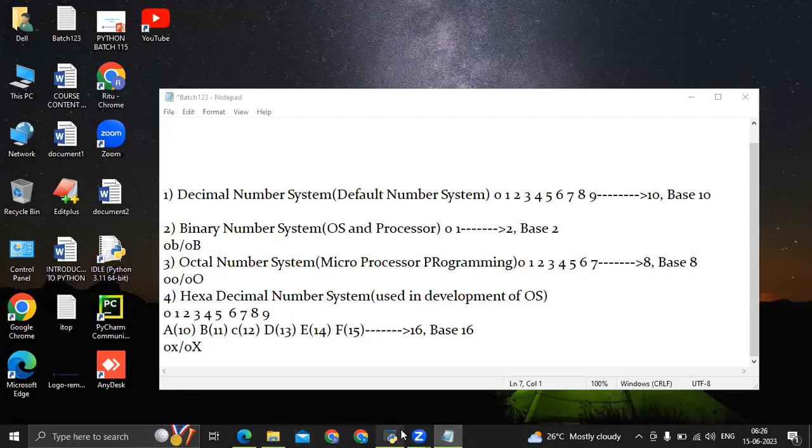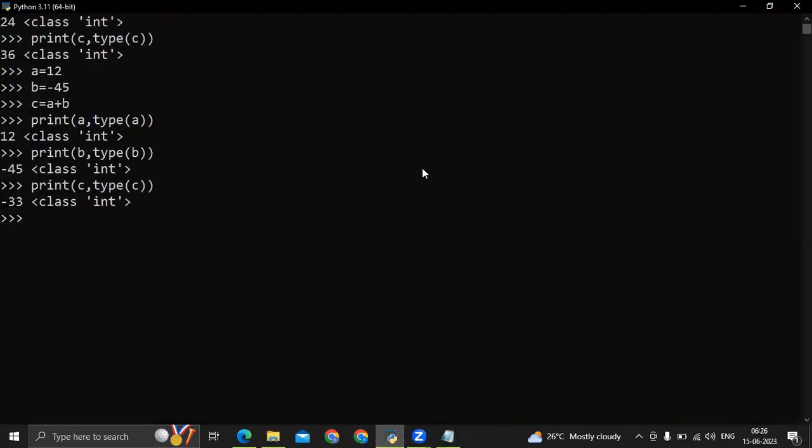See, when we are talking about the binary number system, A is equal to, I am writing 0b, and now I'm writing the digits 101010. Right? Now I'm writing print A, comma, type of A. It is 42. 101010 represents 42. This is a class int.